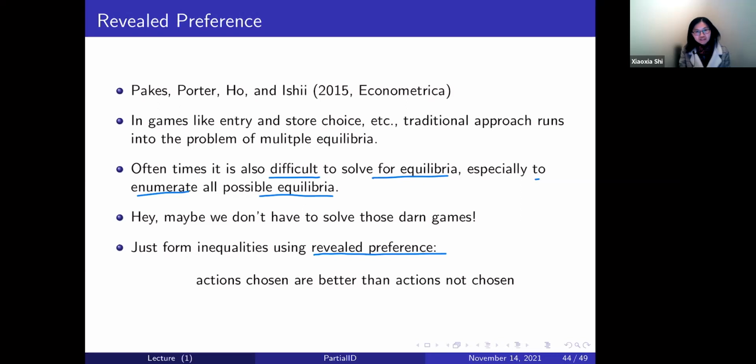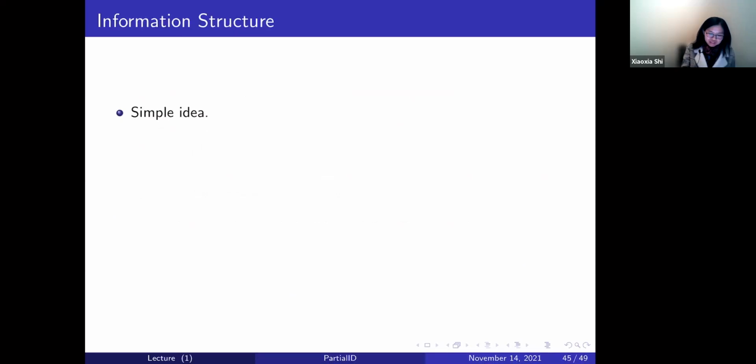So revealed preference is a super simple principle, which simply says the actions chosen are better than actions not chosen. You might wonder, this is quite obvious. It's just implied by the rationality of the agents participating, right? Why were the actions chosen? Because they were better, right? Because the agent is rational, right? So revealed preference is a very intuitive and credible thing to assume. This is a very simple idea. It can be used to construct moment inequalities.